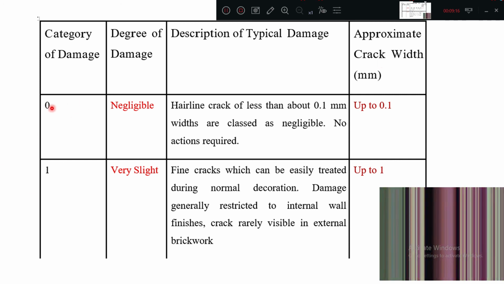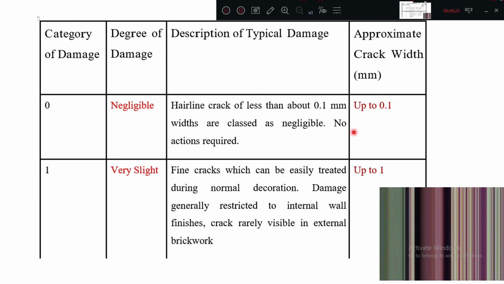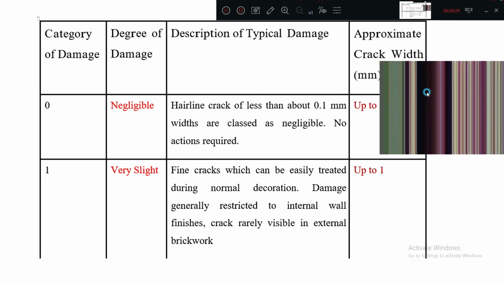See, if the category rank is 0, then the degree of damage is negligible. It's generally a hairline crack, less than 0.1 mm. No action is required. Its width is generally less than 0.1 mm.